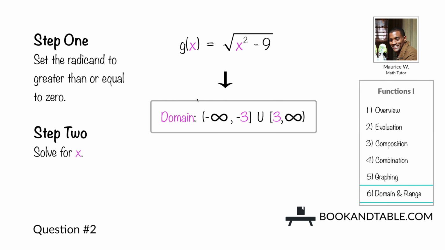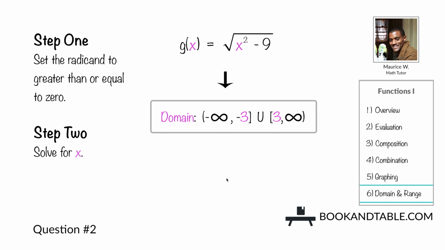So our domain, our first interval, is from negative infinity to negative 3, including negative 3, and positive 3 to positive infinity, including positive 3. So that is the answer to question number 2.